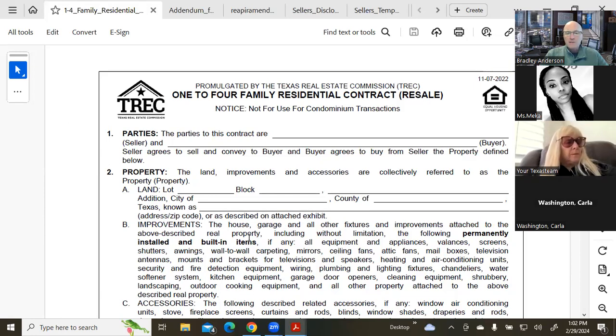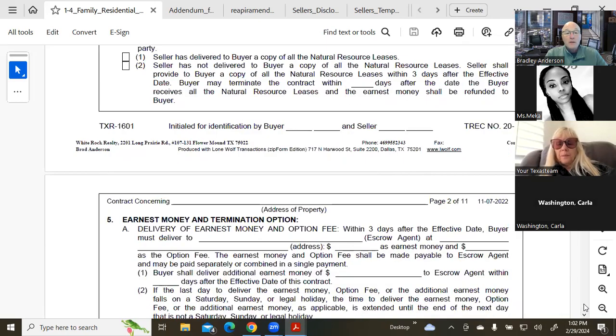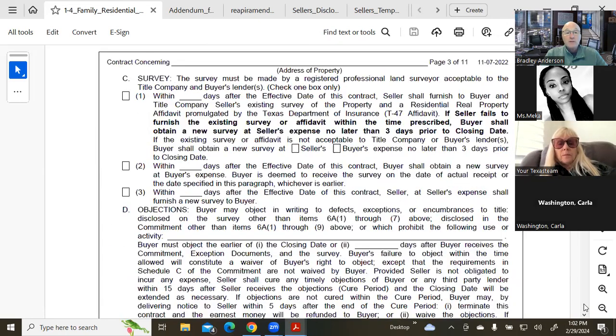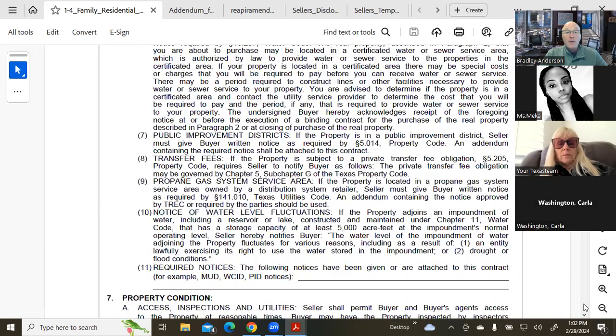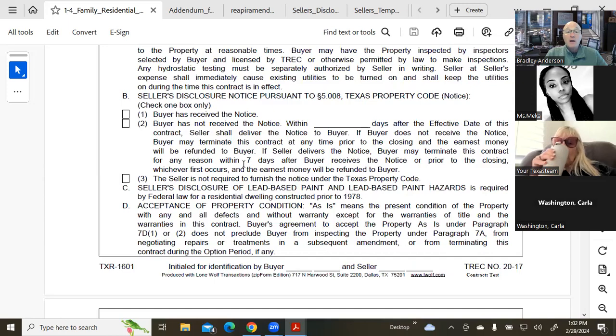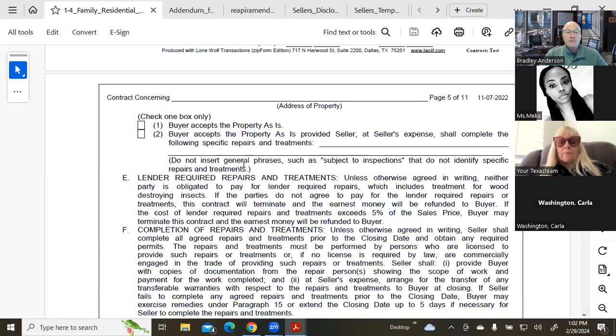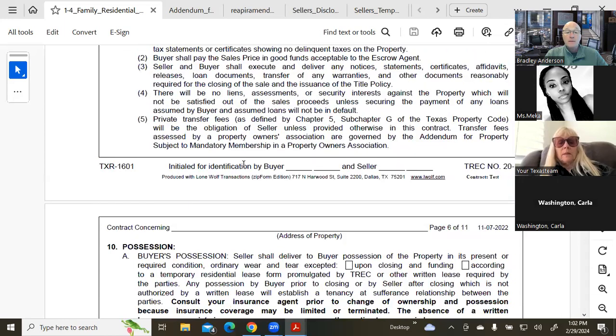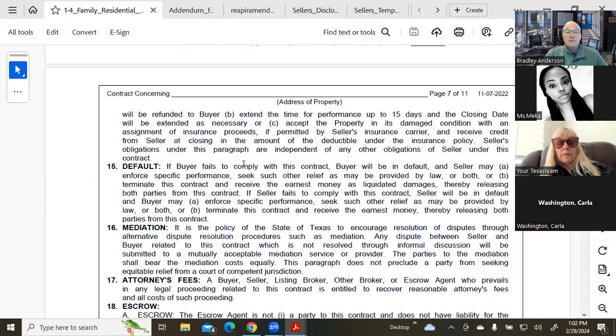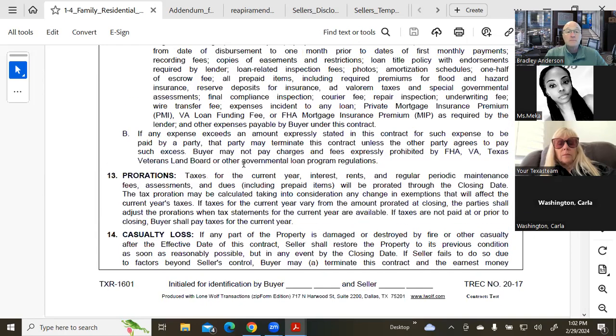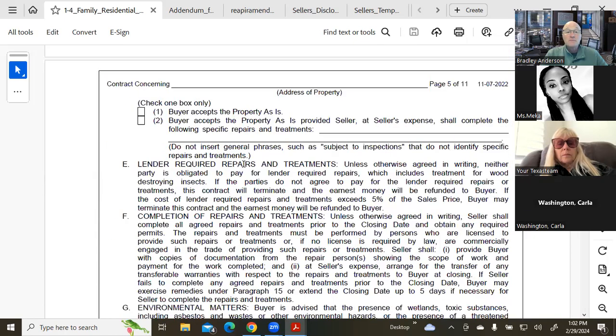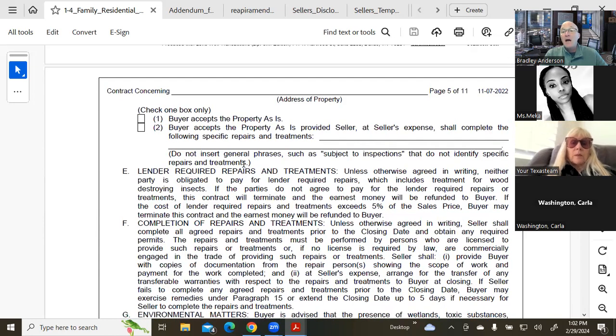And I could spend an entire day going through this contract, but one of the things that I wanted to point out to you comes in, let's see if I can find it, in the paragraph that talks about accepting the property as is. Did I miss it? Hang on. Okay. Yeah, it's at the very top of page 5.